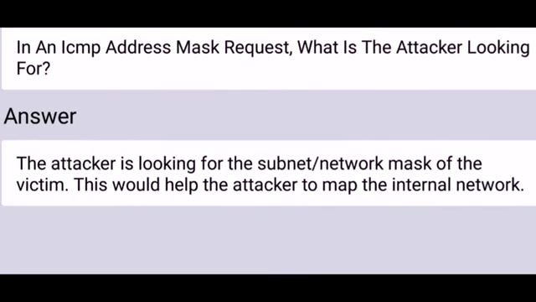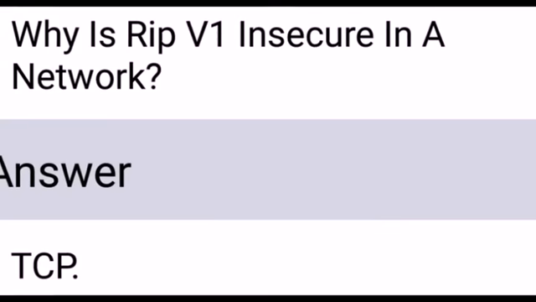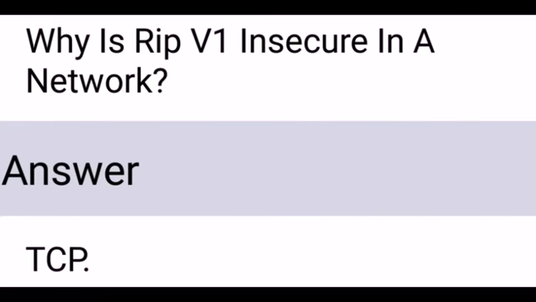In an ICMP address mask request, what is the attacker looking for? The attacker is looking for the subnet network mask of the victim. This would help the attacker to map the internal network. Why is RIP v1 insecure in a network? Because of TCP.